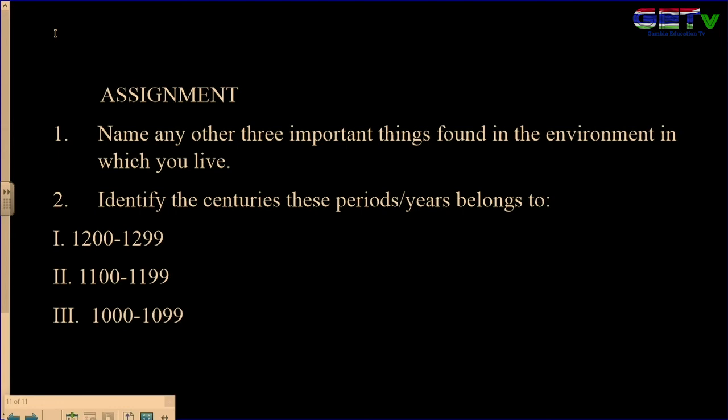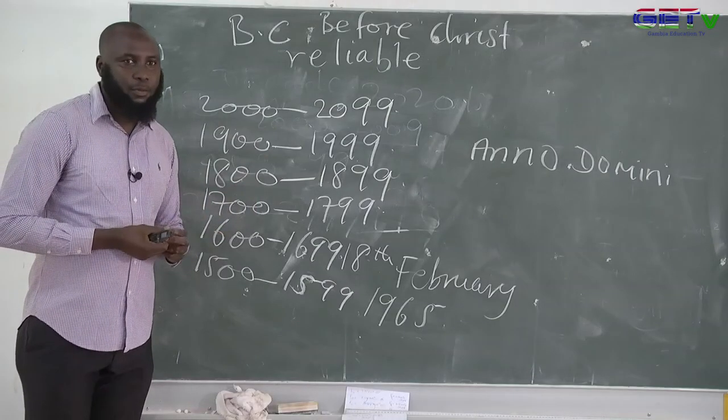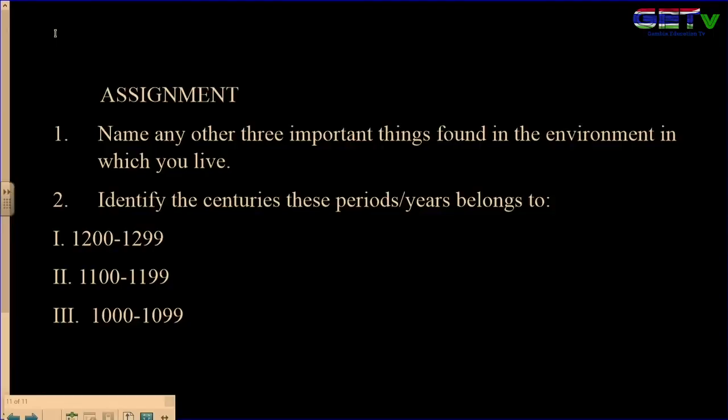And here is your assignment. Number one, name any other three important things that are found in the environment in which we live. Remember, we have made mention of a few things earlier on: land, animals, plants. Now give another three important things found in the environment.